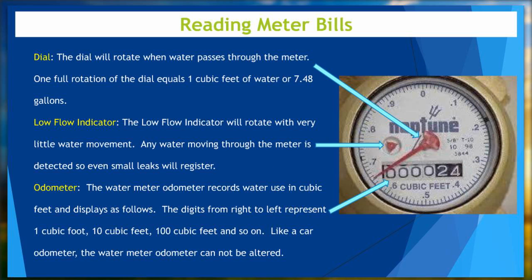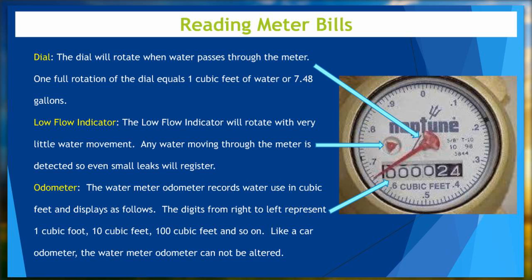The dial rotates when water passes through the meter. One full rotation equals 1 cubic foot of water, or 7.48 gallons. The next is the low flow indicator, the little red one at the next arrow there. This low flow indicator rotates with very little water movement, so any water moving through the meter is detected, and even small leaks will register.